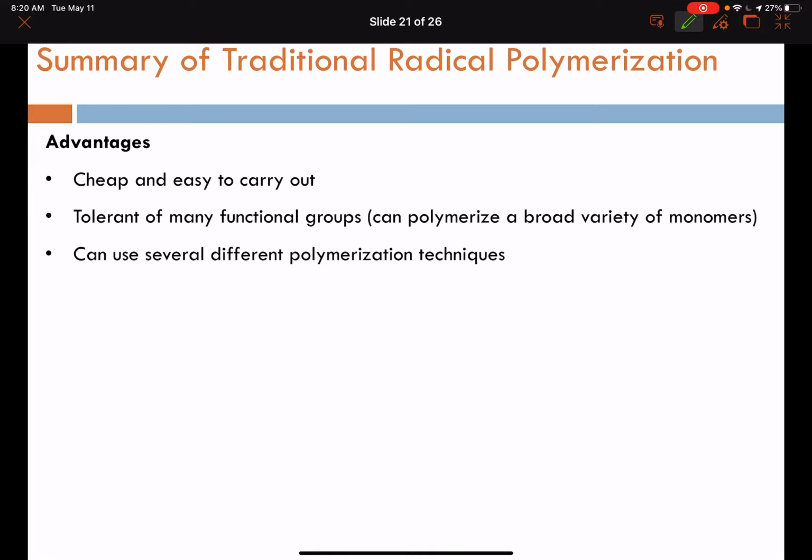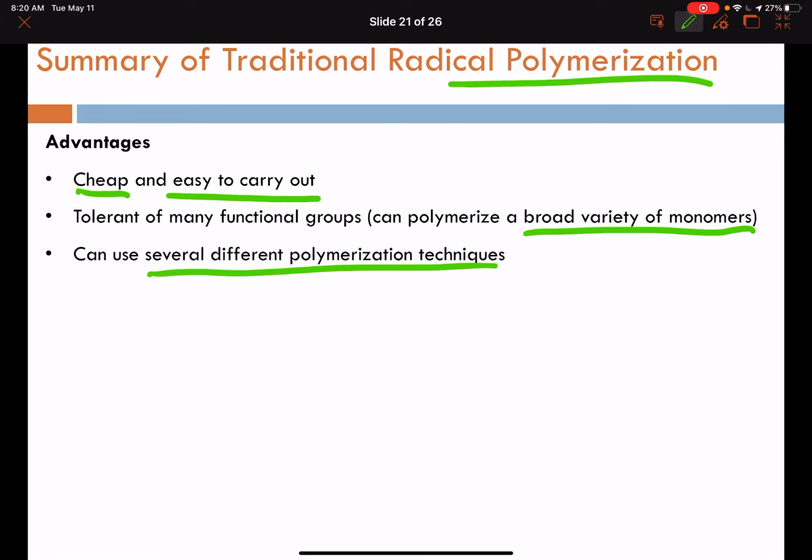Some advantages of general radical polymerization are that they're cheap, they're pretty easy to carry out, they're actually tolerant of many functional groups, so we can even polymerize in water or without solvent at all, and accommodate a broad variety of monomers that have these unsaturated double bonds for reactivity against the radicals. And we can use several different polymerization techniques, such as heat or light. Solvent-free, things like this are easily accommodated.